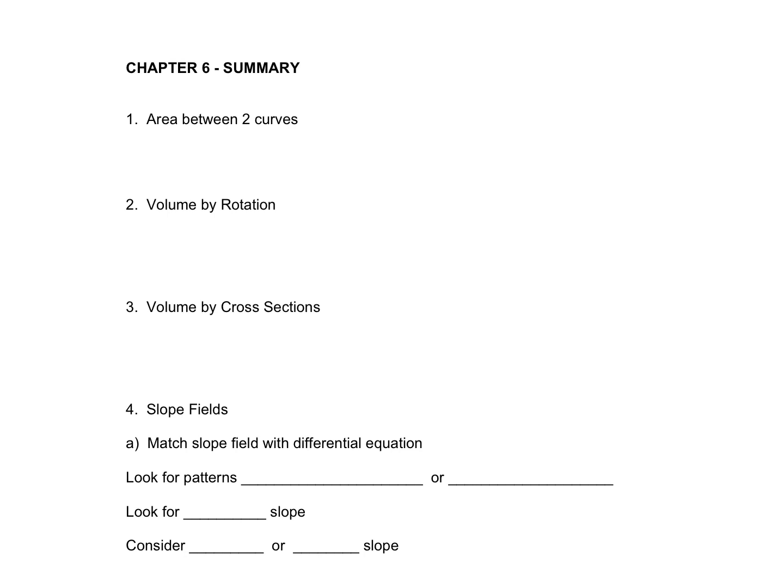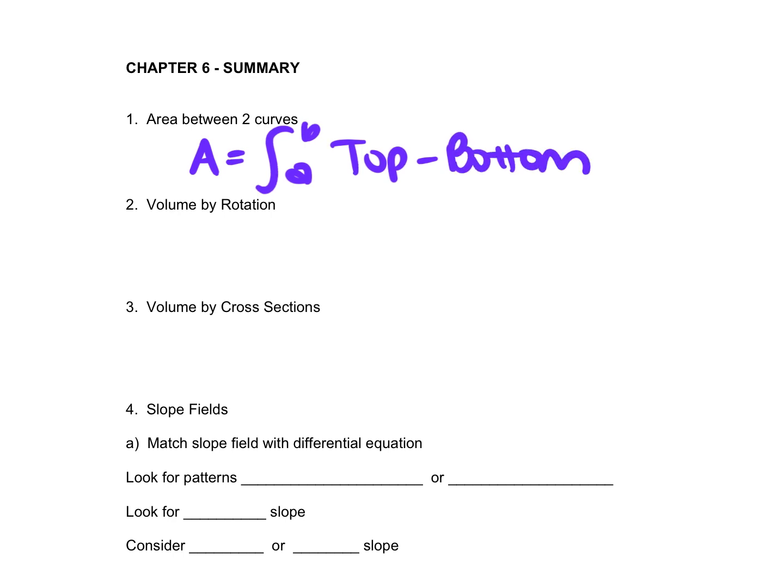Okay, here's our quick review of Chapter 6 and a few other formulas that we learned in this same unit. Area between two curves, our formula is always area equals the integral from a to b of the top curve minus the bottom curve. Unless you have to do the sideways area, in which case you do the right curve minus the left curve in terms of y boundaries.